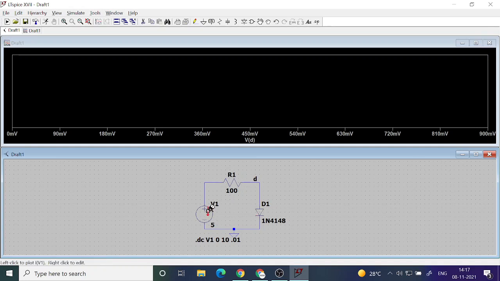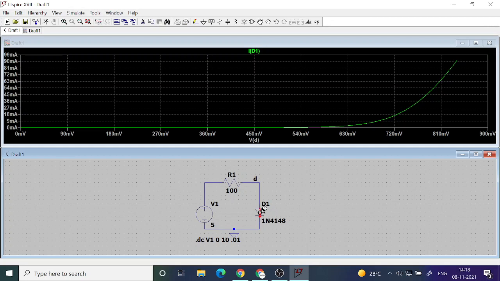Because when you increase the voltage from 0 to 10, the same amount of voltage will not come across the diode, only whatever is left out after dropping across the resistance, which is 100 ohm, that will only come across the diode. Now the interesting parameter that we are after is the diode current. Already we have diode voltage on the x-axis. Now let's put diode current on the y-axis.